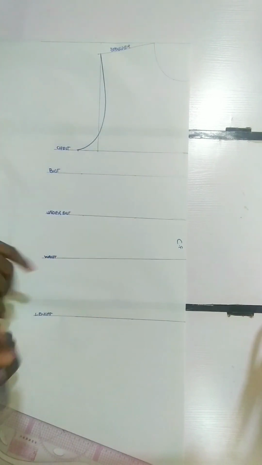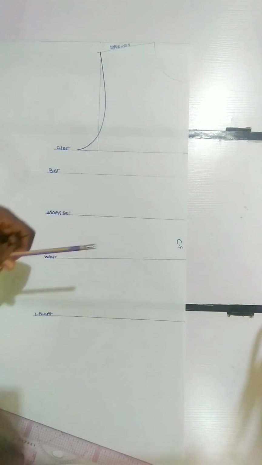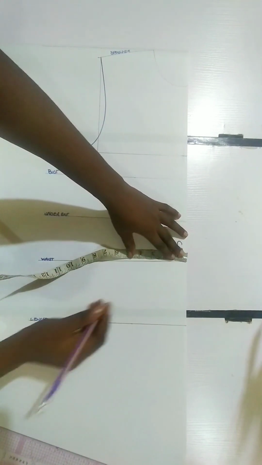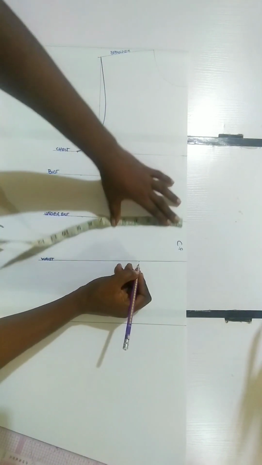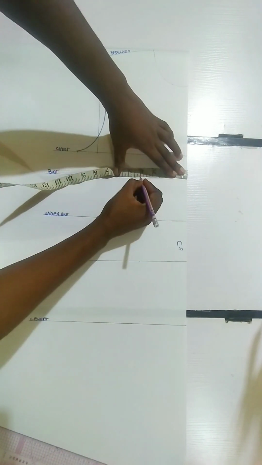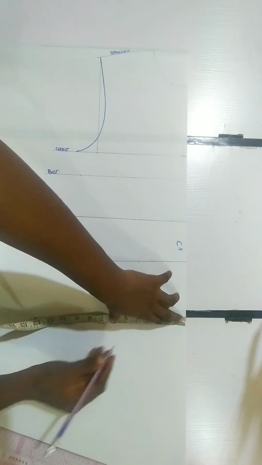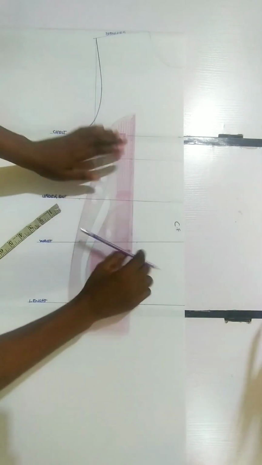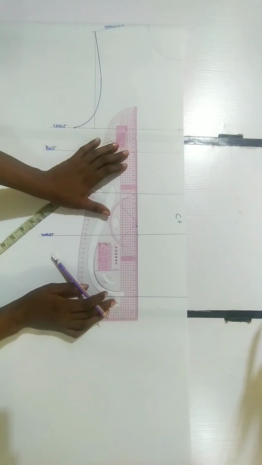Okay, so what I'm going to do now is go ahead and start taking my dart. I'm going to mark my nipple to nipple measurement divided by 2 on the waistline here, the under bust, and then the bust point. I'm also going to mark that same measurement on the waistline as well. So I'm going to connect these dots with a straight line.